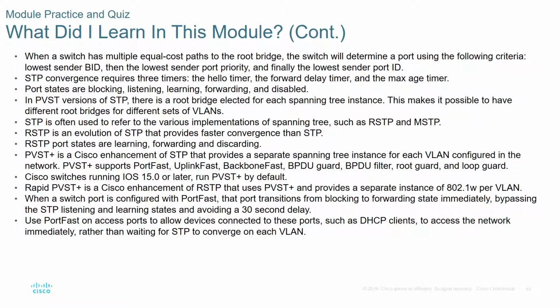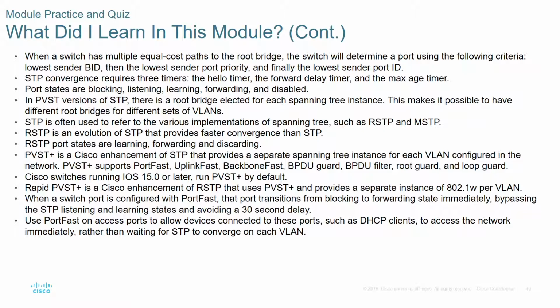Spanning tree protocol convergence requires three timers. We've got the hello timer, the forward delay timer, and the max age timer. So port states are blocking, listening, learning, forwarding, and disabled. In per VLAN spanning tree versions of spanning tree protocol, there is a root bridge elected for each spanning tree instance, which makes it possible to have different root bridges for different sets of VLANs.